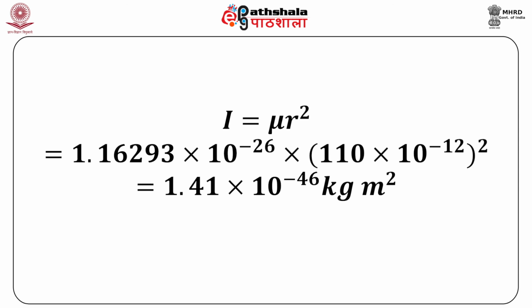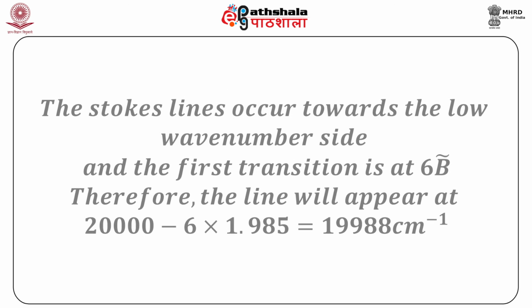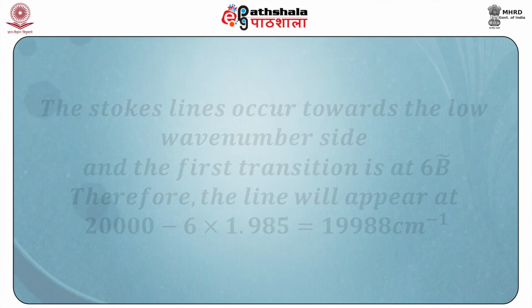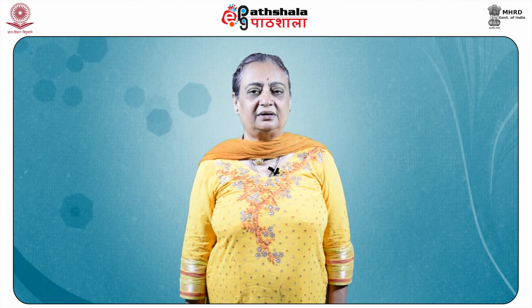The moment of inertia is given as mu r square, and you substitute the value of mu, and r square has also been given. You can find out the rotational constant also, which turns out to be, using the same formula, b bar is equal to h by 8 pi square I c, and you find that the value turns out to be 1.985 centimeter inverse. The Stokes lines occur toward the low wave number side, and the first transition is at 6 b bar. Therefore, the line will appear at 6 into 1.985 subtracted from 20,000, and this gives you 19,988 centimeter inverse. So, this is how you can get the rotational constants of diatomic molecules using rotational Raman spectroscopy.